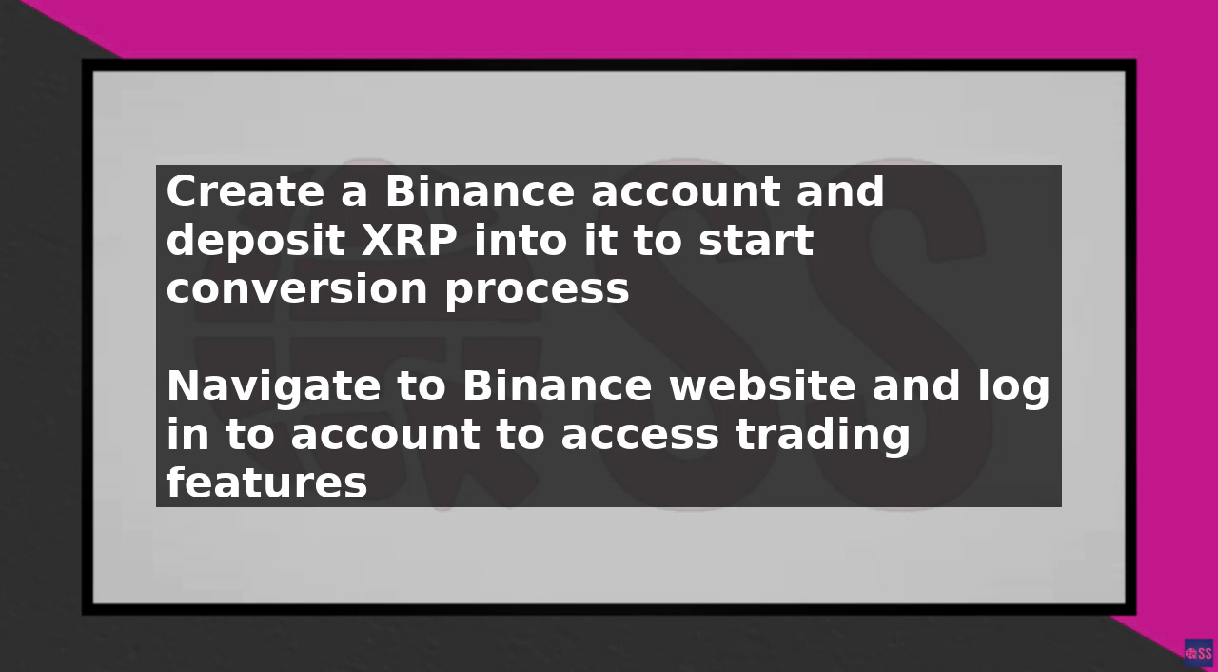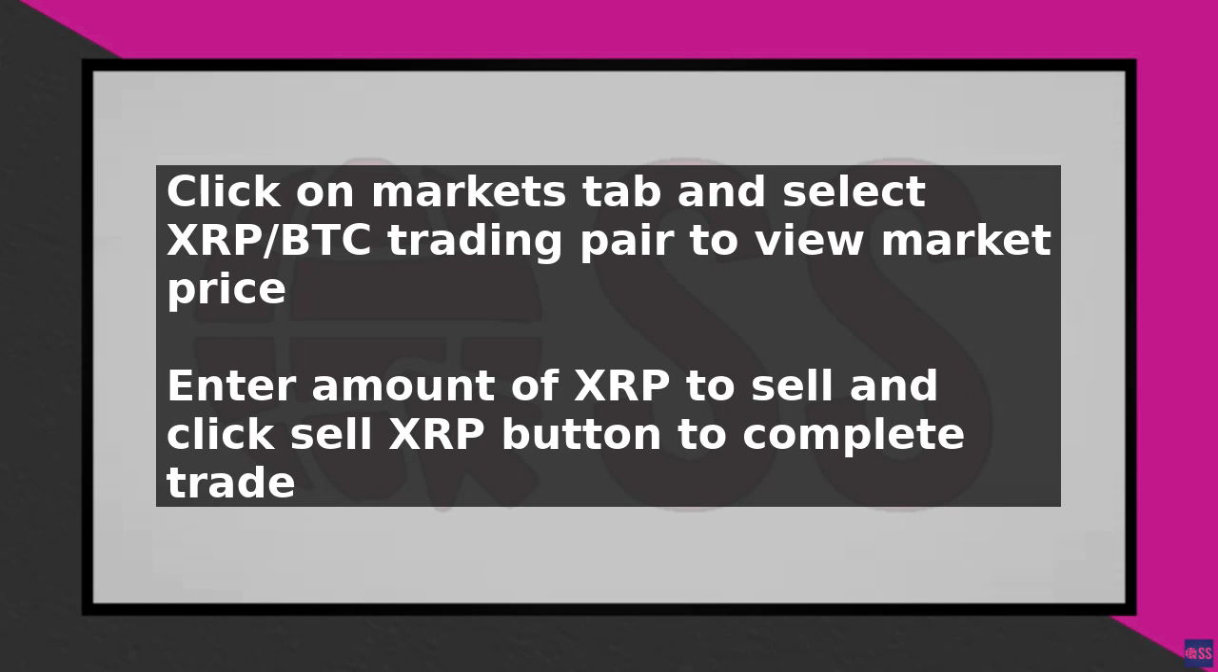First, navigate to the Binance website and log into your account. Once you are logged in, click on the Markets tab and select the XRP BTC trading pair. This will take you to the XRP BTC trading page where you can view the current market price and trading volume. Next, click on the Trade button and select the Market tab.